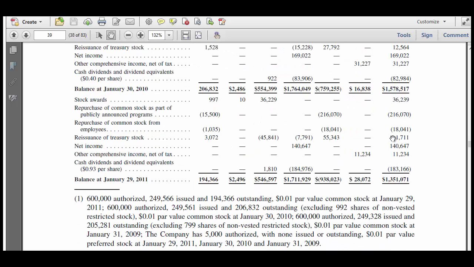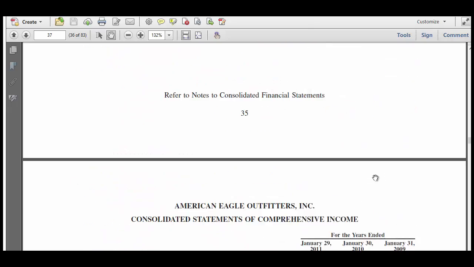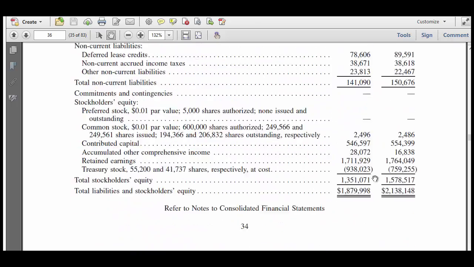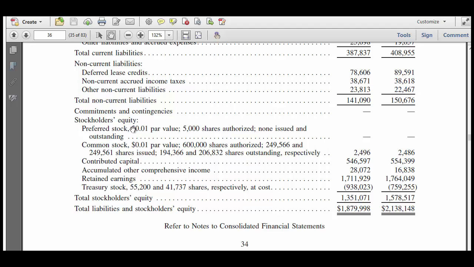Now the ending numbers are the same. The ending numbers just happen to be the same as on the balance sheet right over here. So here you can see the balance sheet, and it gives you information about common stock, contributed capital, accumulated other, retained earnings, and treasury stock. So here you can see that the par value of American Eagle, of AEO, is 0.01 cents.